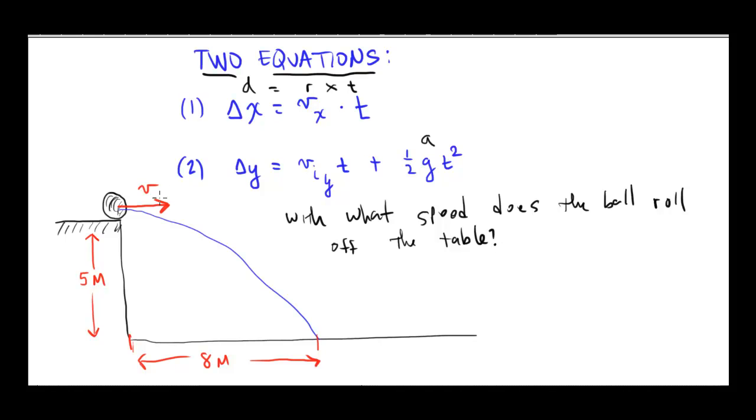In other words, I'm looking for this, right? I want to know what is the v with which it rolls off the table. So with what speed does the ball roll off the table? So let's think about this a little bit. Let's see if we can figure out how we're going to approach this problem. So I need to find v, okay?